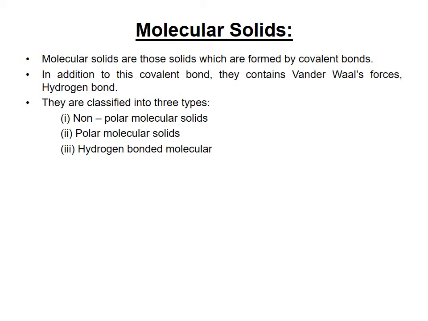The first type of crystalline solid that we are going to discuss is molecular solids. Molecular solids are those compounds which show some additional forces of attraction like van der Waals forces and hydrogen bonds along with covalent bonds. That is the reason why they are classified into 3 types: polar molecular solids, non-polar molecular solids, and hydrogen bonded molecular solids.